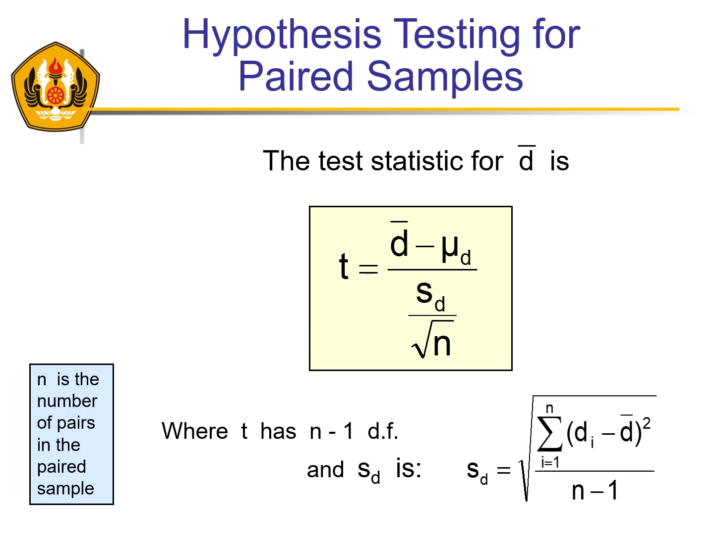And to test the hypothesis, we use this t statistic for d bar. For d bar, t equals d bar minus mu d over SD over square root of n. And SD comes from the previous formula. And the degree of freedom of t is n minus 1.